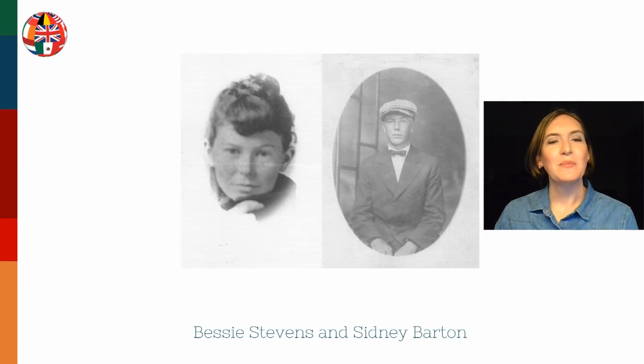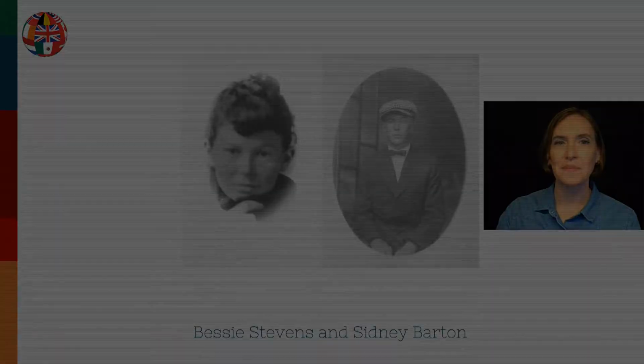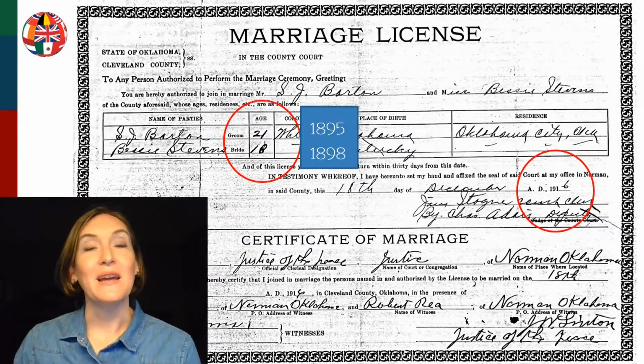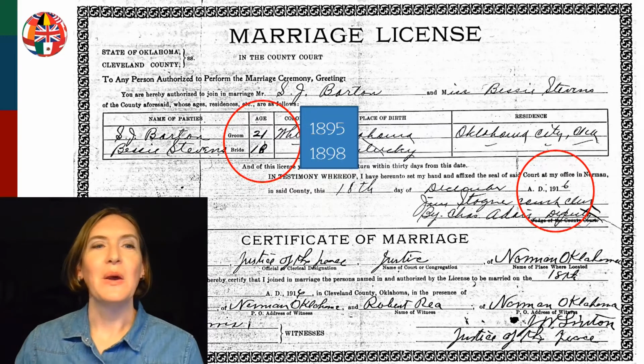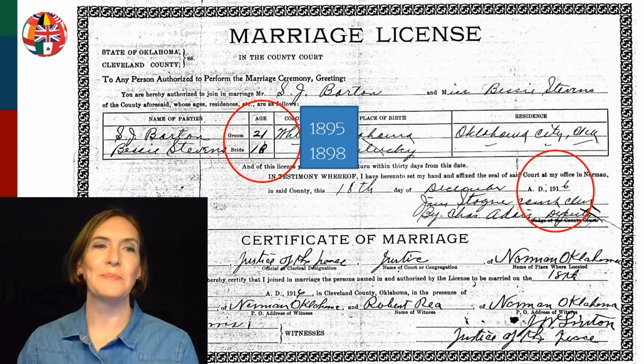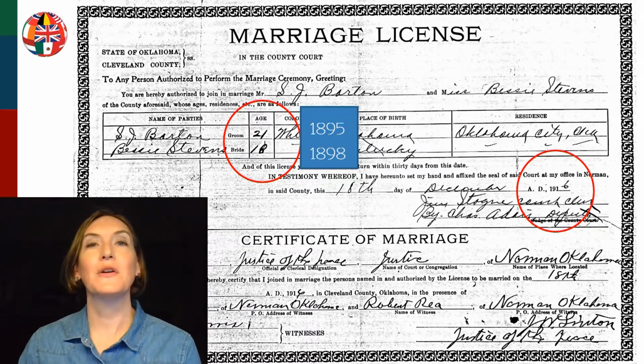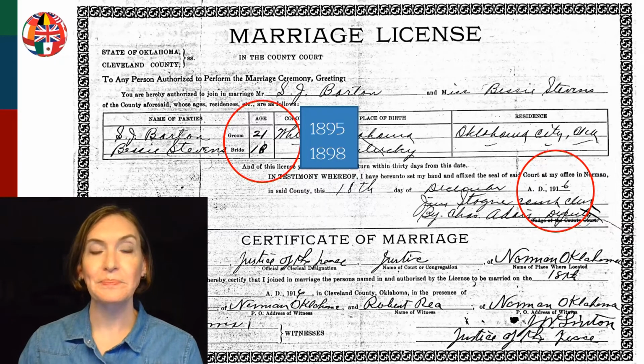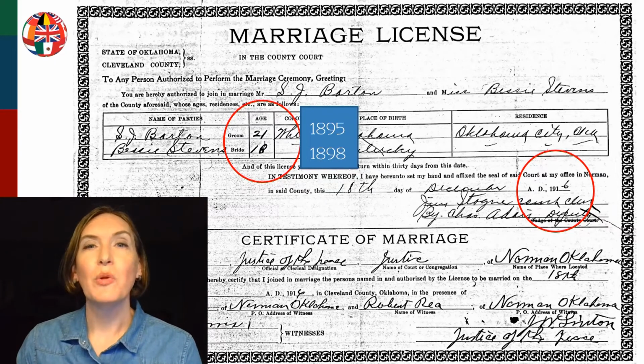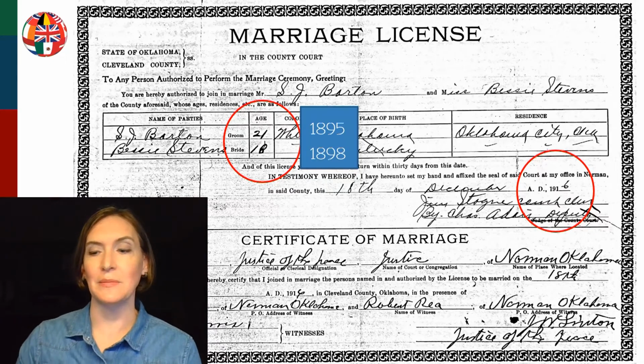So here is Bessie Stevens and Sydney Barton. Bless their little teenage souls. They met when they were young and they fell in love. And in 1916, they went to Cleveland County, Oklahoma, and they married. Now, Sydney listed his age as 21 and Bessie listed her age as 18. So this would have given them birth dates around 1895 and 1898.